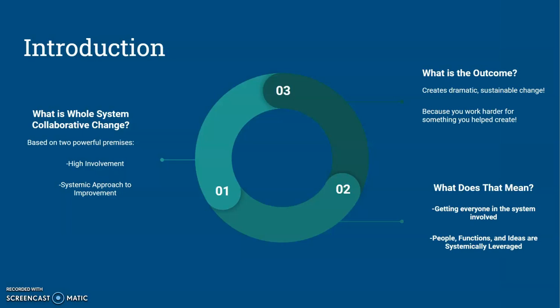So what is whole system collaborative change? Most people have no idea what this means or the ability to describe it. Whole system collaborative change is based on two powerful premises: high involvement and a systemic approach to improvement. But what does that even mean? It means we have to get everyone involved so the people, functions, and ideas are systemically leveraged. And even after these facts, you might still be lost in what all this means. Well, ultimately, the outcome of all this is dramatic, sustainable change.